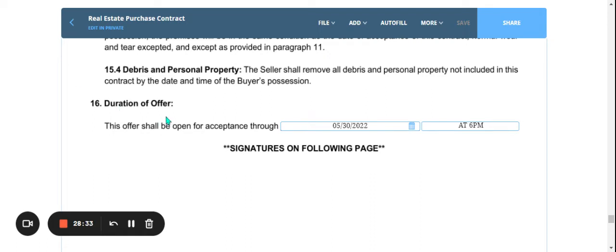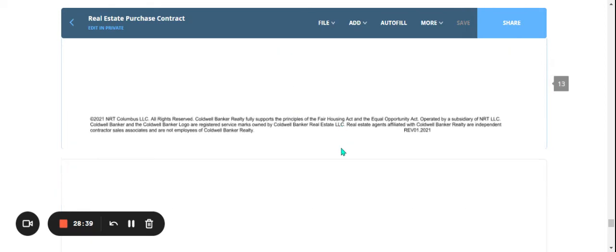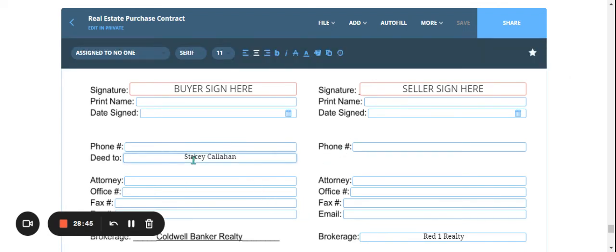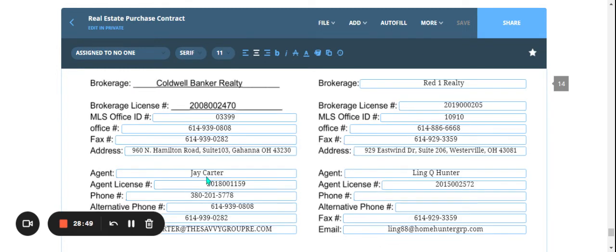So the offer duration would be how long we're leaving an offer open for. And then finally, the last page is just your information. The most important information on this page will be who is deeded to. So we just want to make sure that you are on the deed, or if you want someone else on the deed, we'll put that information there. And we're on to the next one.